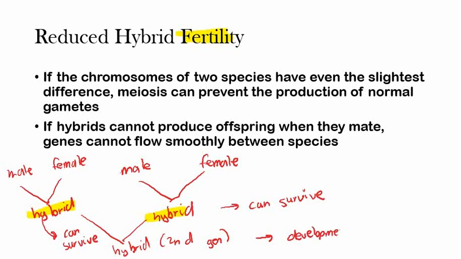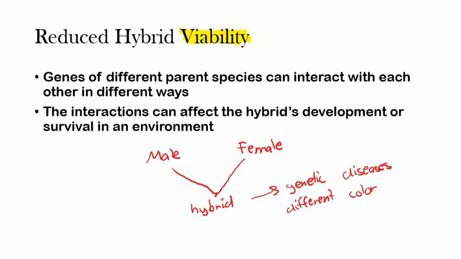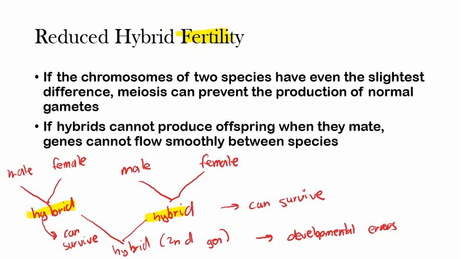developmental errors. So this thing is just like the reduced hybrid viability, except here the first generation hybrid is the one with the genetic diseases or things like that. In this case, the two hybrids are created, but the second generation hybrid has problems. Okay, so let me give you an example of that.